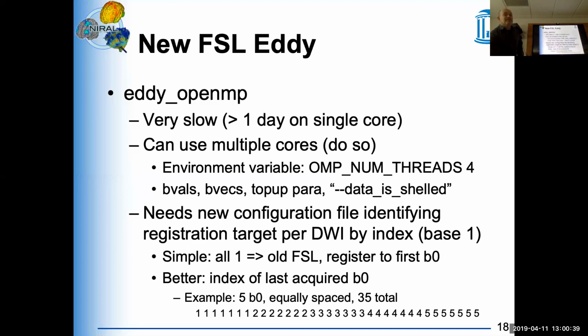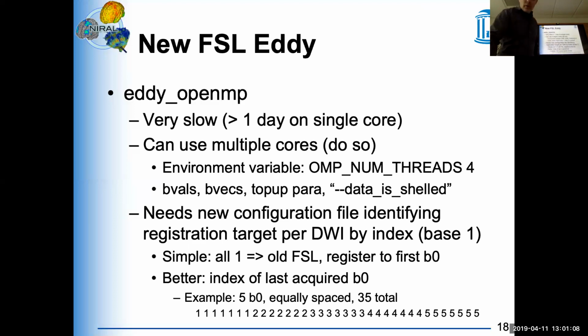Yes? When you concatenate the AP and PA, you also concatenate the B-val and B-vec together. Yes. Right? And so from that, from the B-val, you could write a little program to get the registration targets from there? Yes, you could. Okay. I'm not saying it's actually hard to do, but somebody has to invest the time and the thinking that it works.